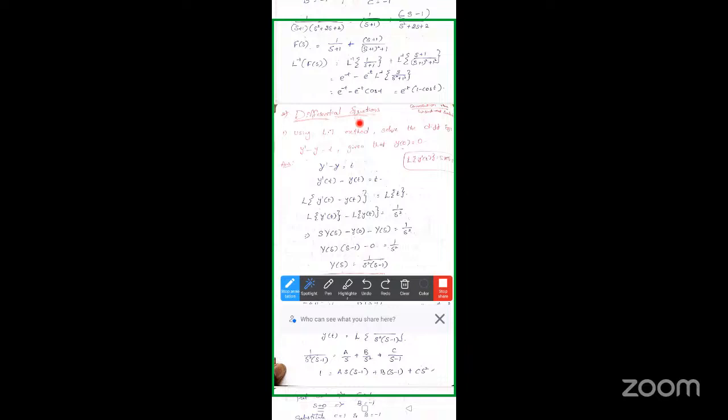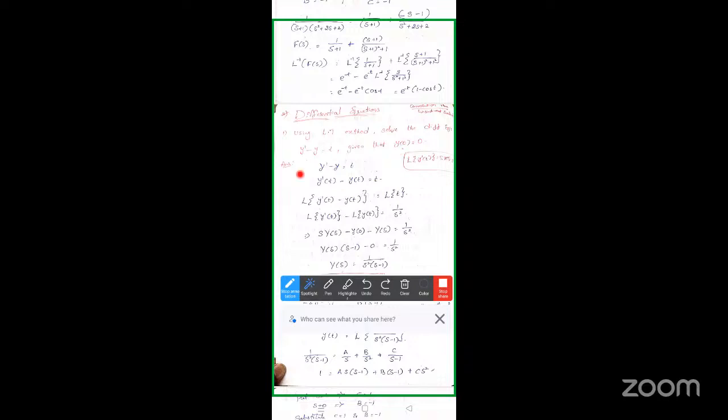Next, applications to differential equations. So using Laplace transform to find the solution of differential equations, that is first order or second order linear differential equations. So using Laplace transform method to solve the differential equation, y dash minus y is equals to t, given that y of 0 is equals to 0.